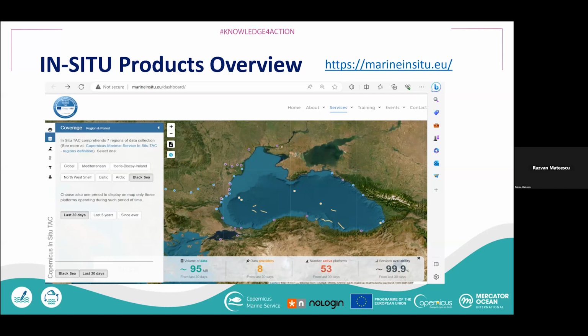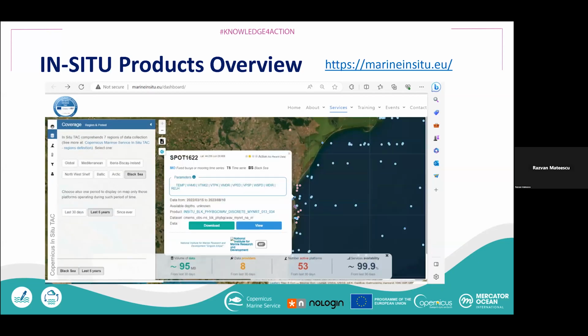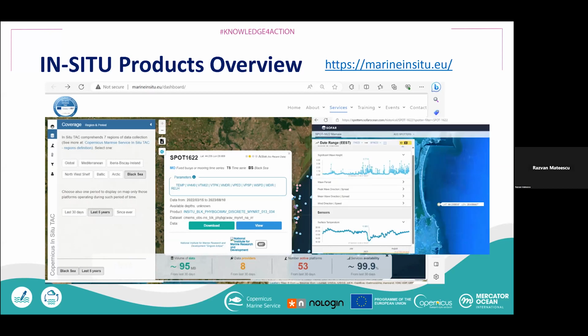So here, for example, you may find only few sensors providing data, but having these facilities, you can select your level of interest of time series, level of time which you are interested in. And here we have an example of wave data provided by a spotter buoy, meaning a GPS buoy providing wave parameters in a specific area.